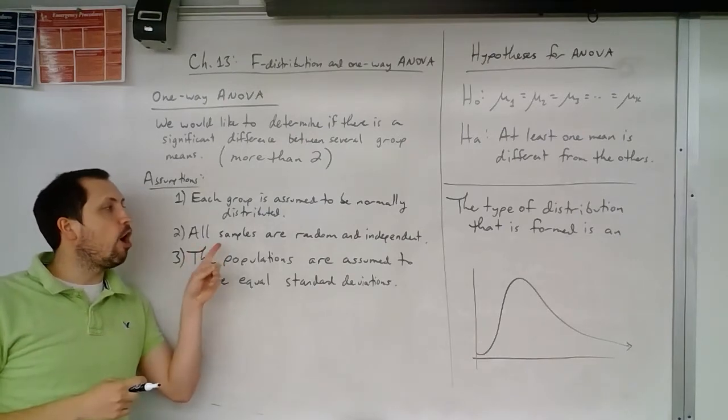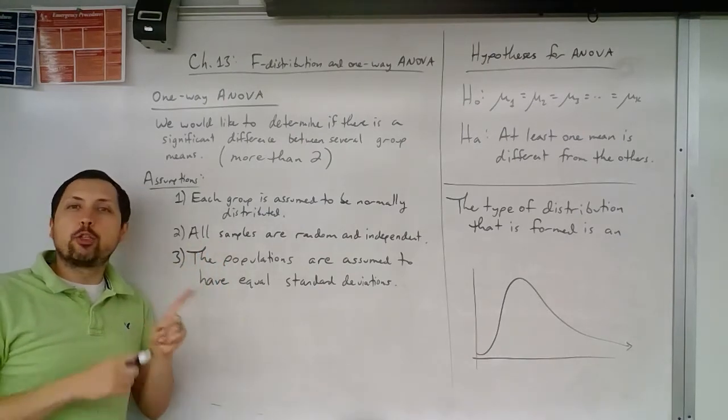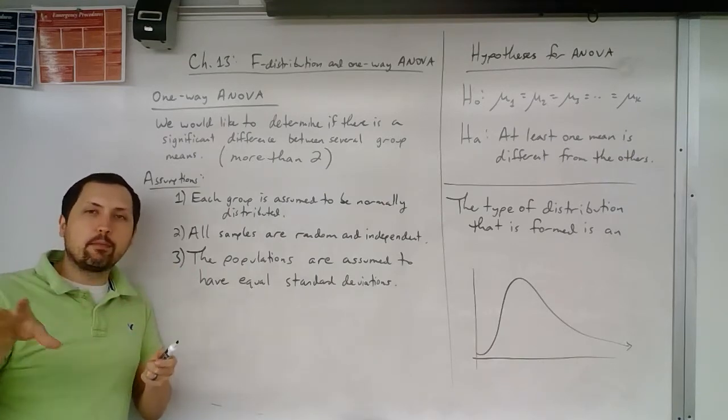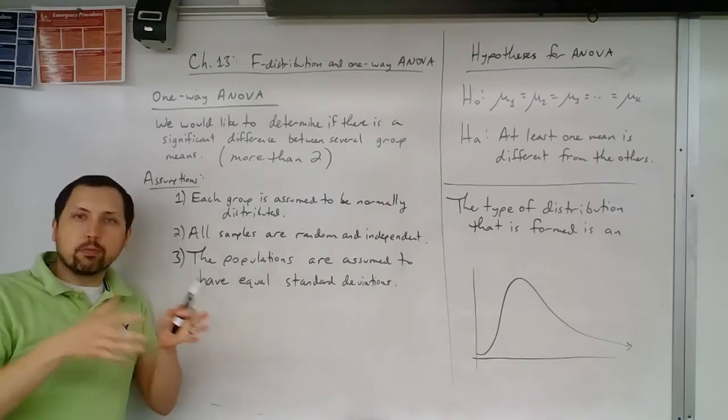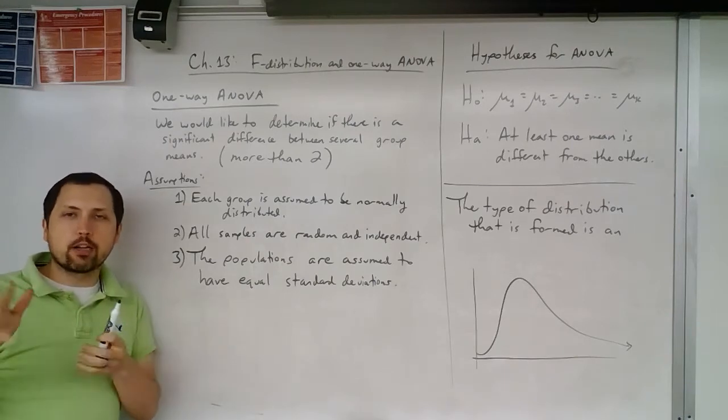Next assumption: all samples are random and independent. So we don't have overlapping people within each group. Each group is independent of the others. No one is going to correspond to more than one group.